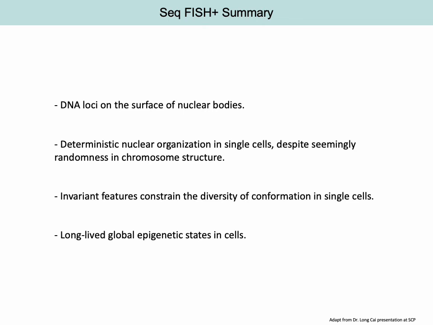In the nuclear bodies. And then when you put those together, you can see that the interaction between the DNA loci and nuclear bodies actually imposes a very deterministic structure on the nucleus. And this is not really random. There's a very constrained diversity of the possible states the nucleus can exist in, and also there are long-lived states, which I briefly mentioned in the last slide.